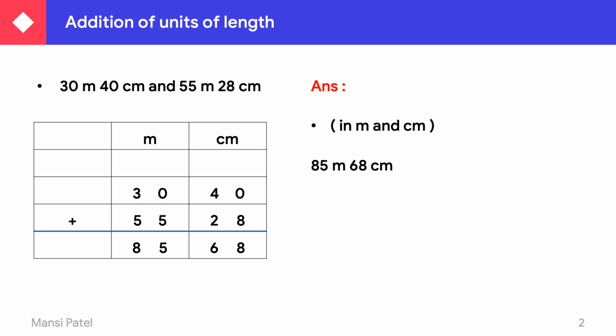But if in the question it is given that you have to convert your answer into centimeter, you have to write down your answer only and only in centimeter. Then what you have to do? You have to convert this 85 into centimeter. We know that 1 meter is equal to 100 centimeter. So 85 meter is equal to 8500 centimeter.